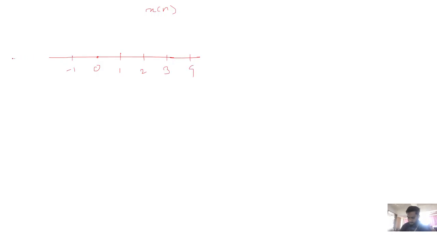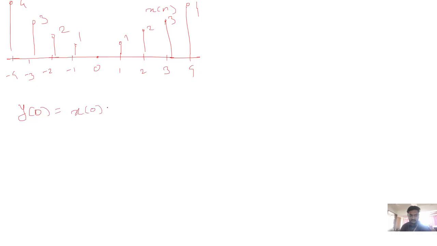So this is 0, 1, 2, 3, 4, and minus 1, minus 2, minus 3, and minus 4, with values 1, 2, 3, and 4 on either side. This was x of n, and we have established that y of 0 is going to be x of 0.